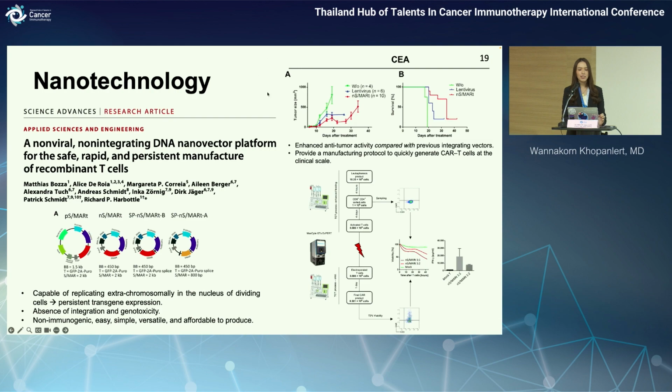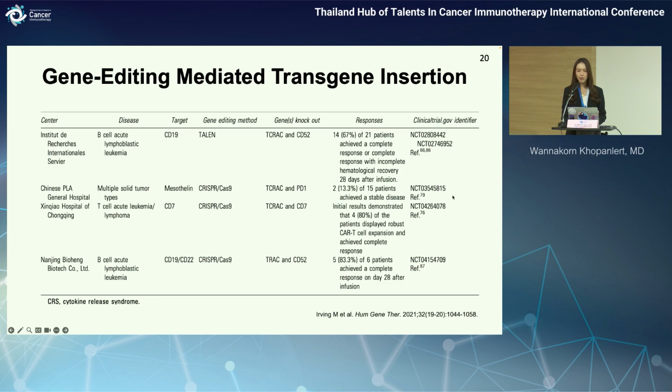And you can see some results of the nanotechnology vectors. The nanovectors show enhanced anti-tumor activity compared with the previous integrating vectors, which is the viral vector one here, and prolonged overall survival in the mouse model. In this paper, they also provide a manufacturing protocol to quickly generate CAR T cells with the nanocarrier. And right now they are in clinical trials as well.